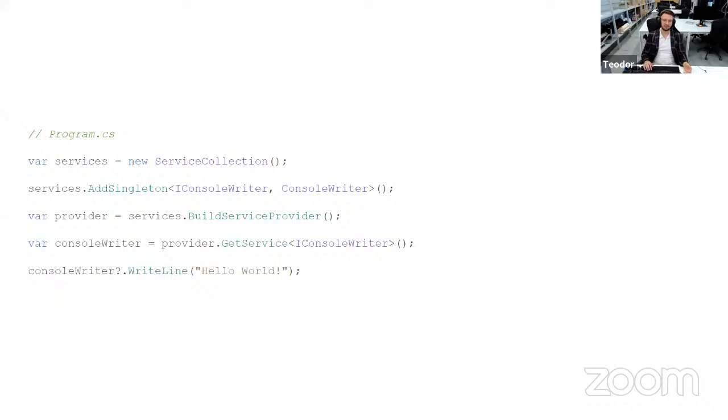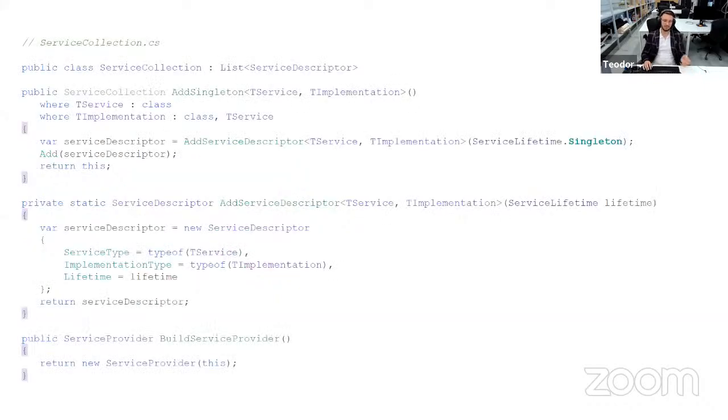The first line in our code is to add a singleton. So let's create that definition. We add a singleton. So we have a method called singleton. We return the service collection itself because we would like to chain multiple methods to it. And we specify the constraints. So the T service, the type of service, should be a class, should be an interface, and then the implementation should inherit from the service.